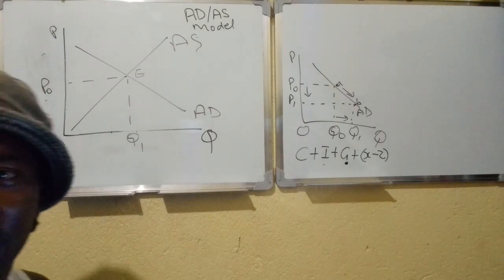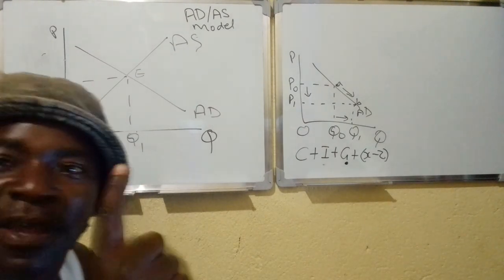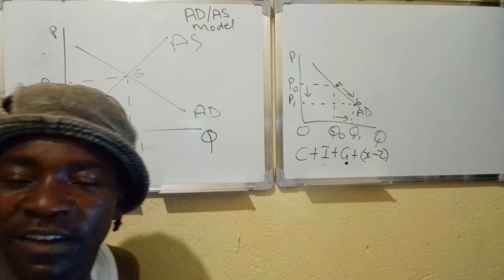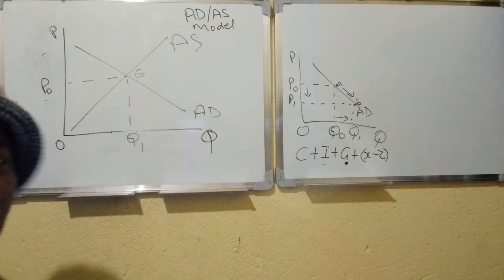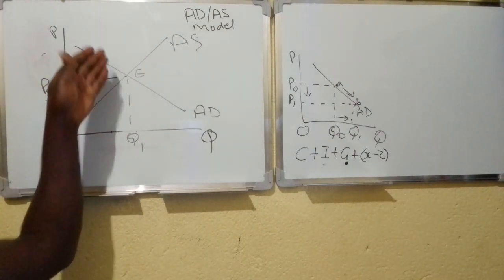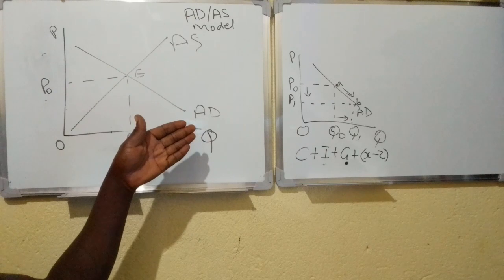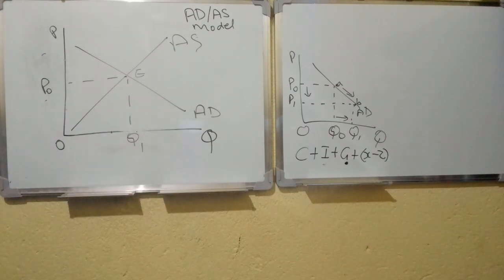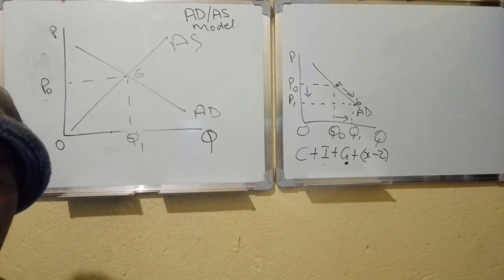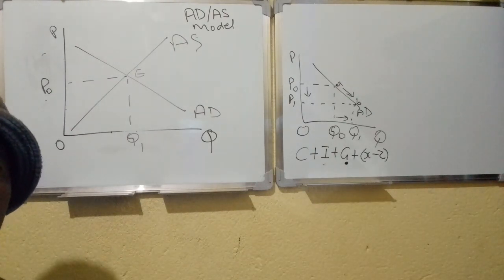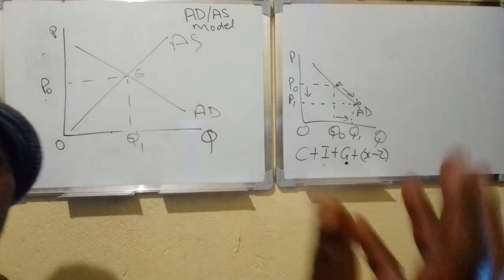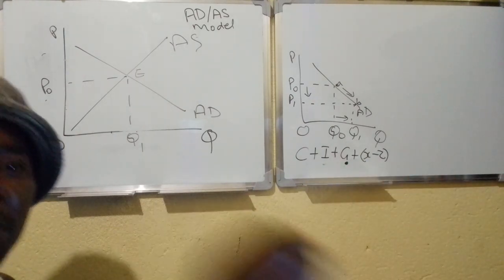The main instrument of the monetary policy is the interest rates. If the Reserve Bank wants to stimulate the economy, they can drop interest rates. Remember, as they drop interest rates, they make it cheaper for people to go and borrow money from the banks. So investors will be able to borrow more money from the banks and invest.